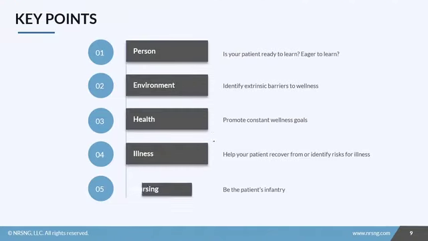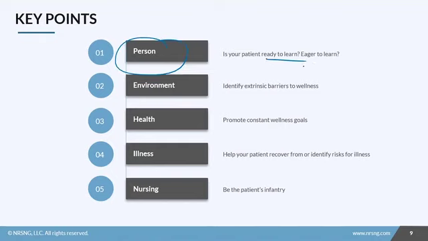Now let's recap. When we promote health, we want to look at our patient first, and we want to make sure they're ready to learn, they're eager to learn, they're willing to learn. Those things help promote wellness. We also want to look at their environment. We want to identify any of those extrinsic barriers so that we can overcome those. Also identify strengths within their environment so you can advocate for those as well.